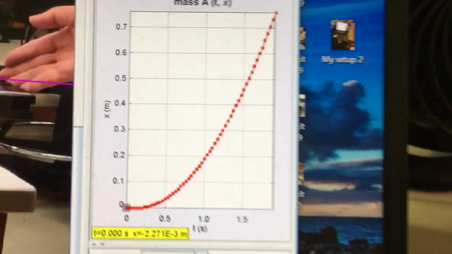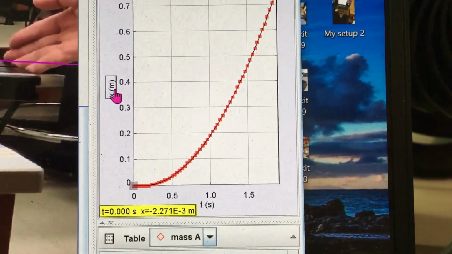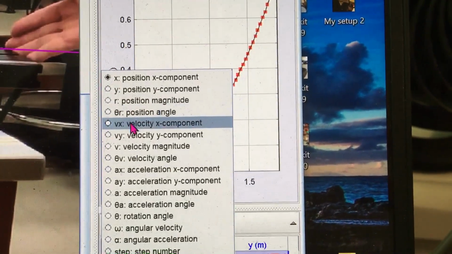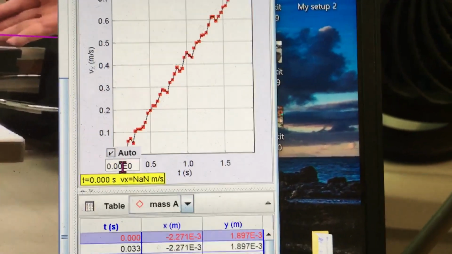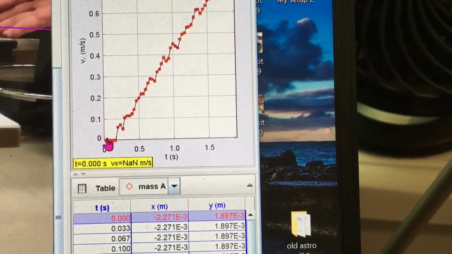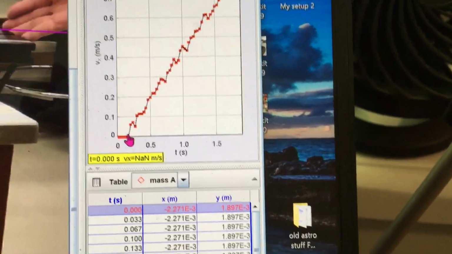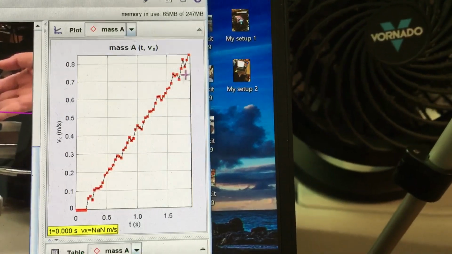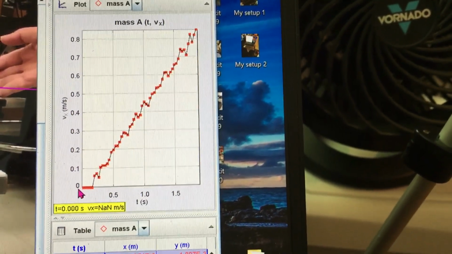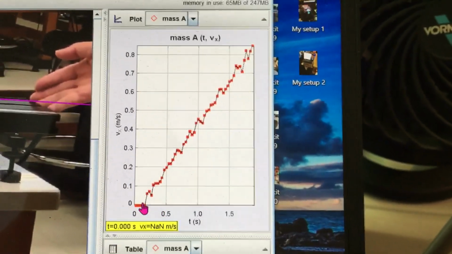Now, just some helpful hints. If you go over here to the graph and select velocity component, you notice that it's kind of jagged. That's okay. That's your real data right there. But there's this little region right here where the object hasn't moved yet. And when you select the analysis for this whole thing, it'll also include this little bit over here, which may throw off your number for the slope itself.